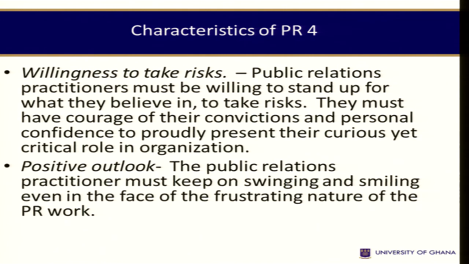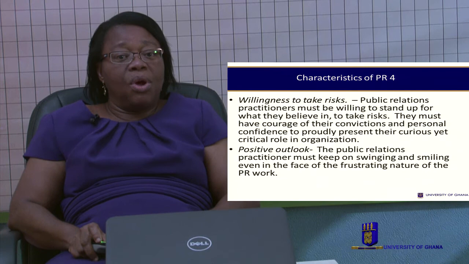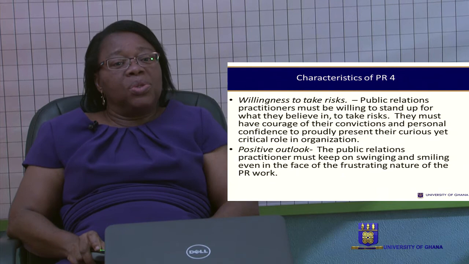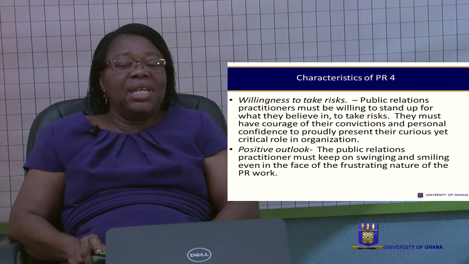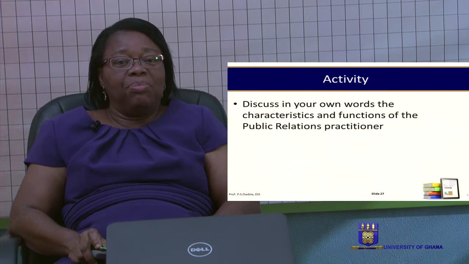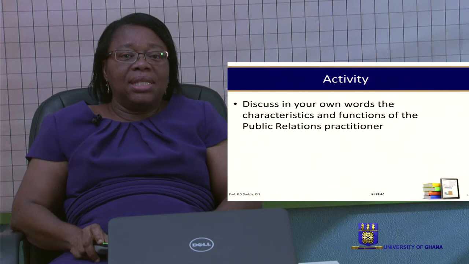And then the PR officer must be willing to take risk. And this is very difficult. People say, why should I take risk when there are no job opportunities or job openings? But you need to take risk because you need to be truthful to the organization. You need to be truthful to the publics. You also need to have a positive outlook. So the PR officer must keep on swinging and smiling, even in the face of frustrating nature of the work. So these are the characteristics of the PR officer. Don't forget them. Assess those characteristics and see whether you'll be able to meet them, because these are the same characteristics that we need in the information environment.